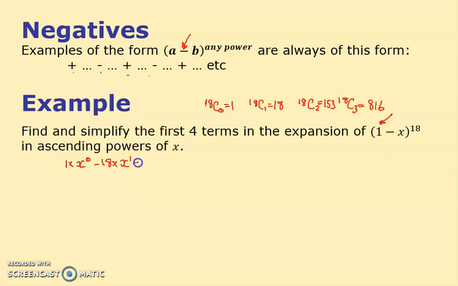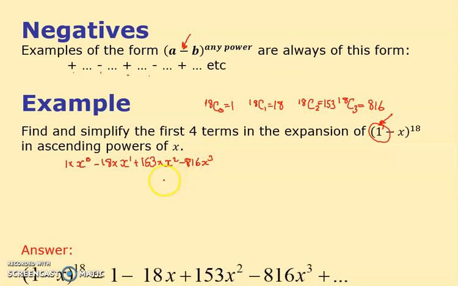This comes out brilliant, this. Plus 153 times by x squared. And this all becomes easy because of this 1 at the front. 1 to the anything. So if I'd written 1 in there, it wouldn't have made any difference. Minus 816 x cubed. I actually think that's the answer. Yeah, there you go. Okay.